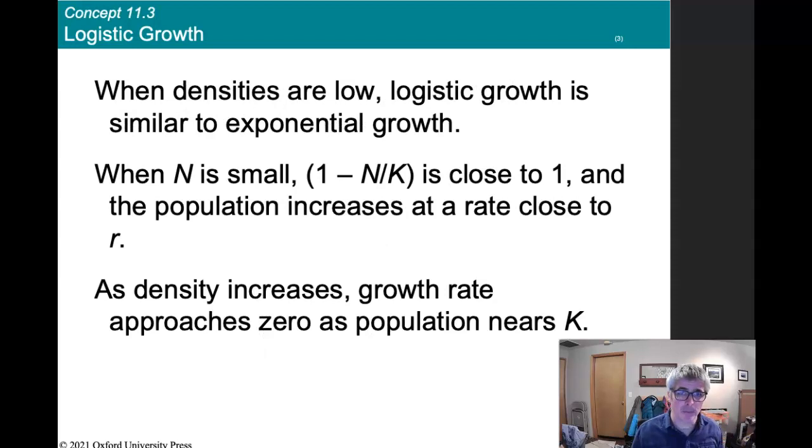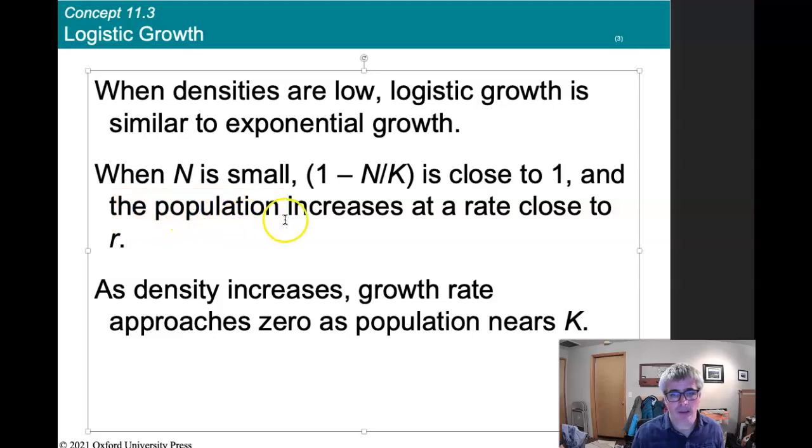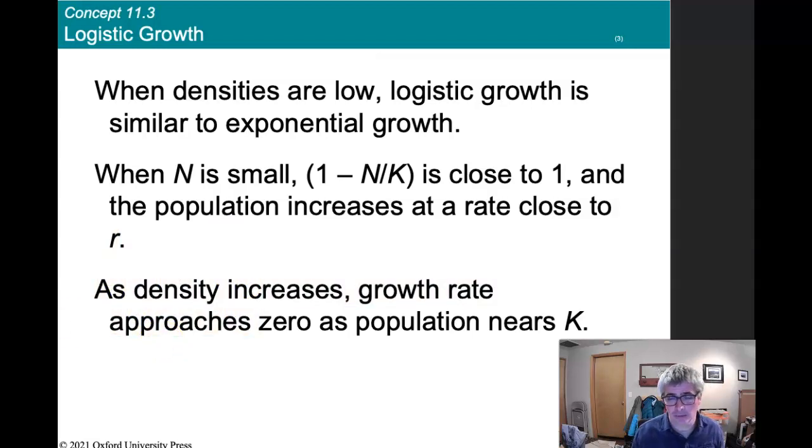When densities are low, logistic growth is similar to exponential growth. So you have few individuals, lots of available resources, and lots of growth. When N is small, 1 minus N/K is close to 1, and the population increases close to that of R. So it's not impacting R because this is a factor we're multiplying R times N by. So if you have R times N, your intrinsic growth rate times your number, you multiply that by 1, it's not changing it. If you multiply it by 0, it's changing a lot. As density increases, growth rate approaches 0 as population nears K.